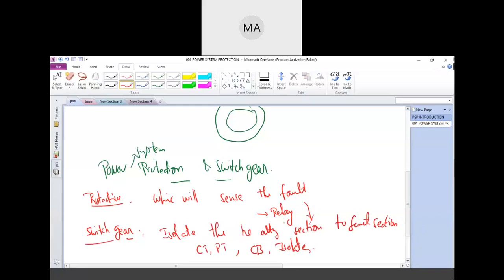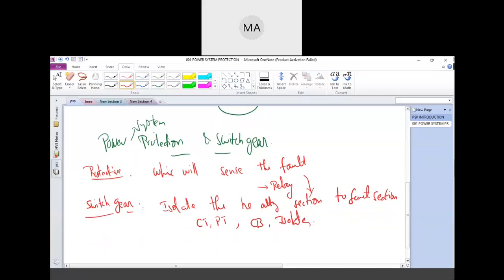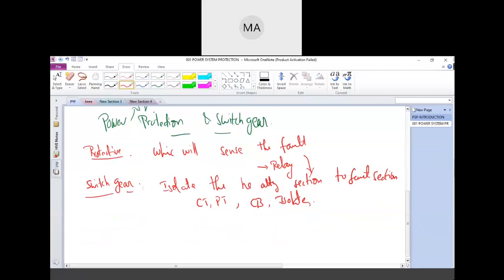So it will sense the fault. It will isolate the faulty section from the healthy section. So this is the difference: protective equipment will sense the fault, and the switchgear equipment will isolate the faulty section from the healthy section.